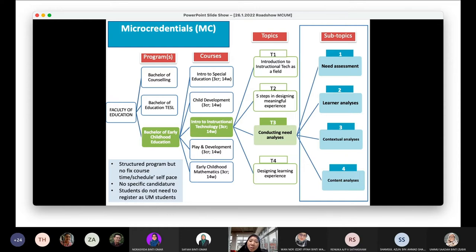So for each topic there will be some learning activities. For example, students have to watch animations or pre-recorded videos, followed by assessment for each subtopic. The assessment could be in terms of a mini quiz or a discussion.